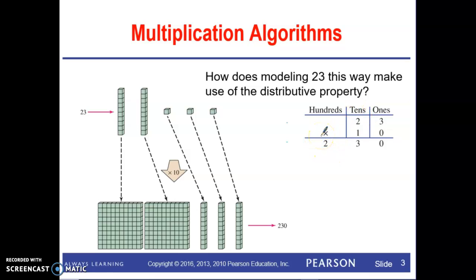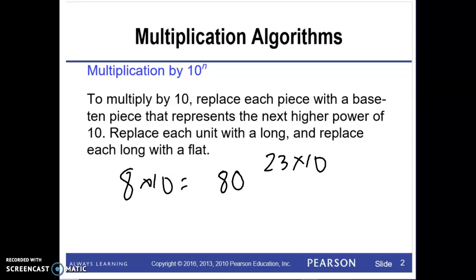So think about the fact that when you multiply by 10, you are moving a place value over. Instead of being in the ones place, you're in the tens place. In the tens place, you would move to the hundreds place. If you were in the hundreds place, you would move to the thousands place. Anywhere you are, you're going to move over a place value.